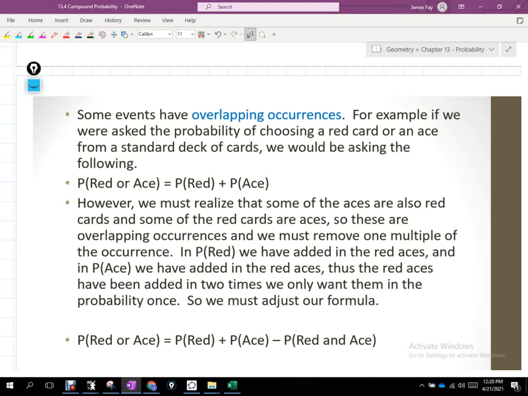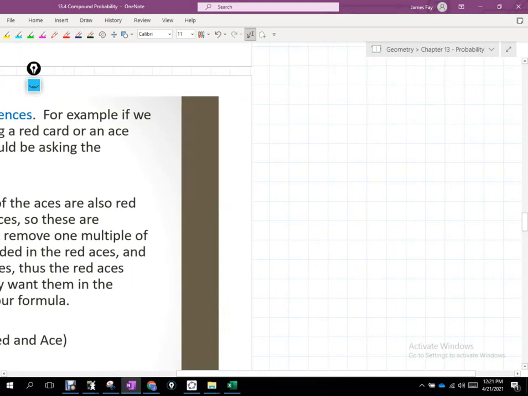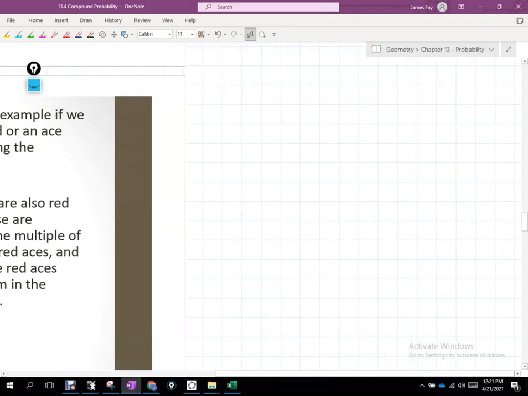So it says some events have overlapping occurrences. For example, if we were asked the probability of choosing a red card or an ace from a standard deck of cards, we'd be asking the following. Okay, so let's kind of, I'm just going to go to the side, and instead of reading that scenario, let's build this. Now I know, and this is something that a lot of textbooks, a lot of end of course exams, assume is your common knowledge, which is maybe a bad thing to do.